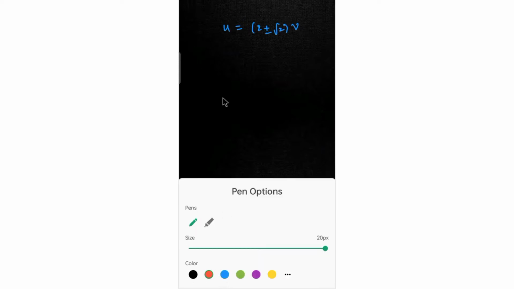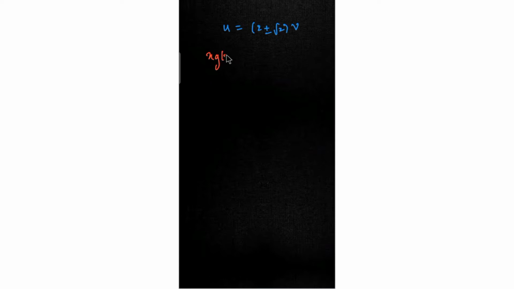Now I'll just write it here once again. u is equal to 2 plus or minus root 2 into v. So I'll substitute the original assumptions that we have taken in place of u and v. So x g of x is my u and is equal to 2 plus or minus root 2, and what is my v? That is the integral from 0 to x of g of t dt. So I have got a relation in terms of g of x and g of t. But again I have come across an integral here. So what to do? I need to remove this integral.